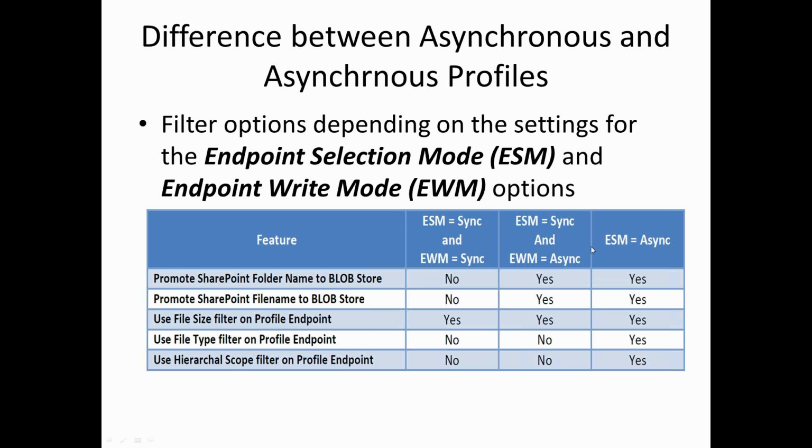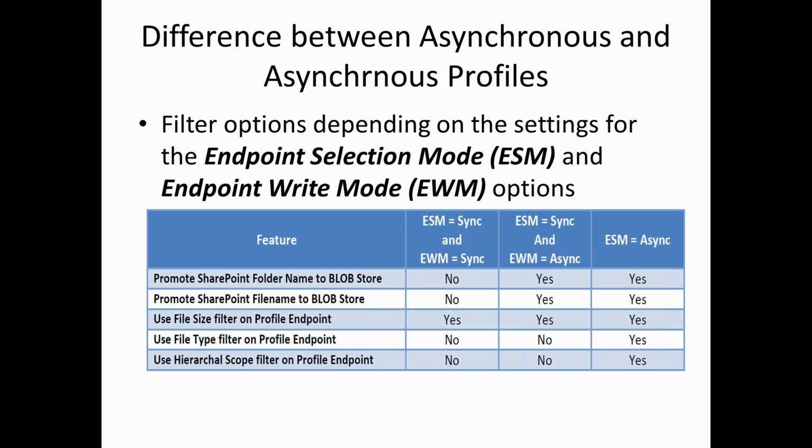When you do sync and async, you get a few more options, but again there are a few that are not available: hierarchical scope, and use filter type on profile endpoint. Let me brief you on what hierarchical scope is. Suppose you don't want to externalize at the site collection, content database, or web application level, and you just want to externalize a list. Then you need to use hierarchical scope, where you can specify that list further down.